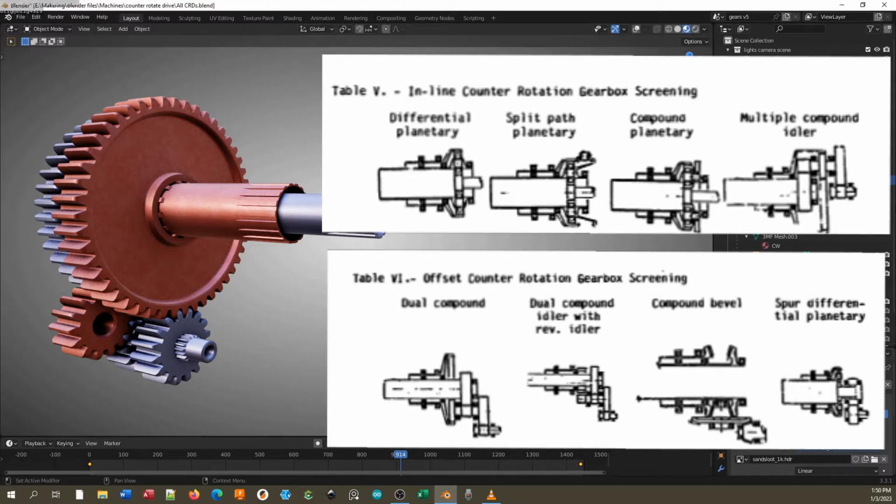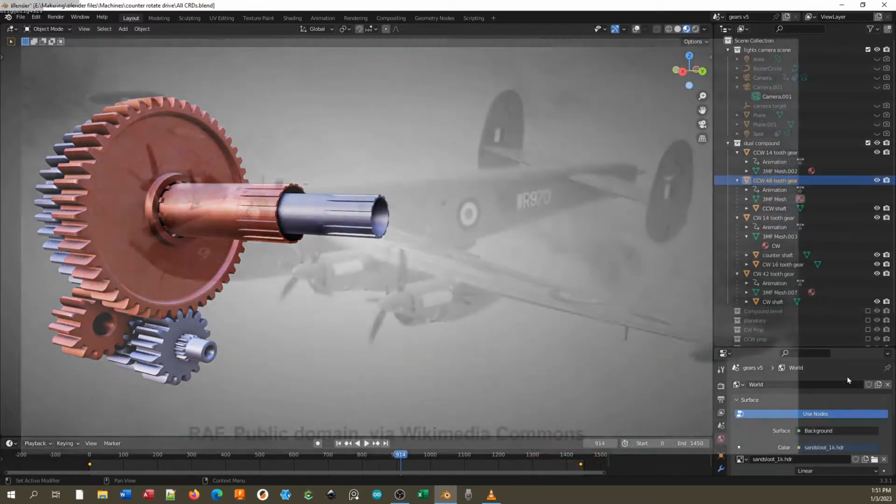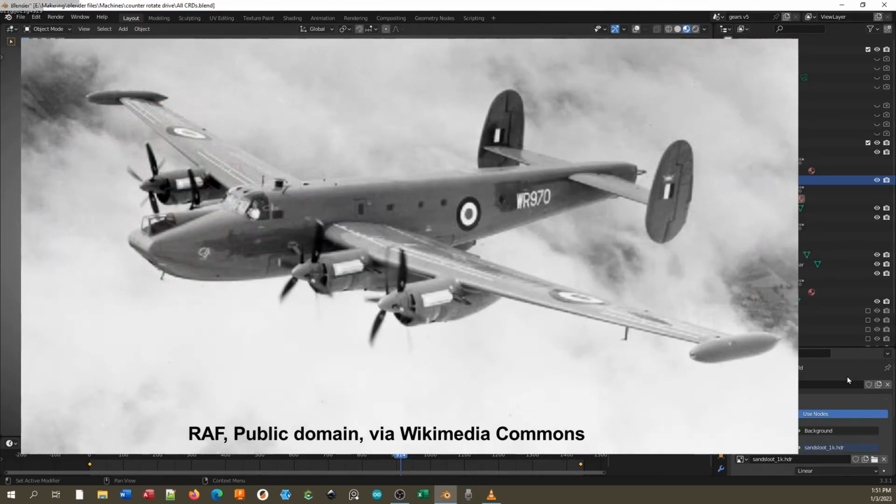different configurations. The one that I animated, the simpler version of which is now on the screen, was an attempt at showing a dual compound with an idler gear that was used on the Rolls-Royce Griffon engine on the Avro Shackleton bomber, and also a few other aircraft.